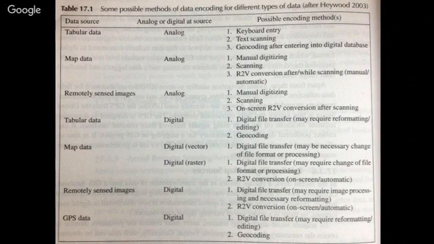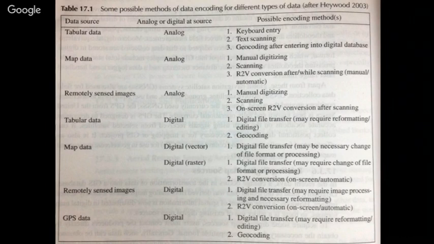Remotely sensed data, if it's in analog form, we also input through manual digitization or scanning or on-screen, and we can also encode and edit it with on-screen raster to vector conversion after scanning.